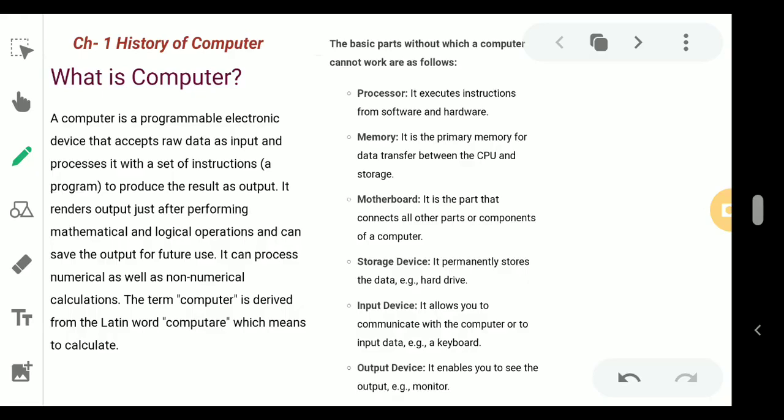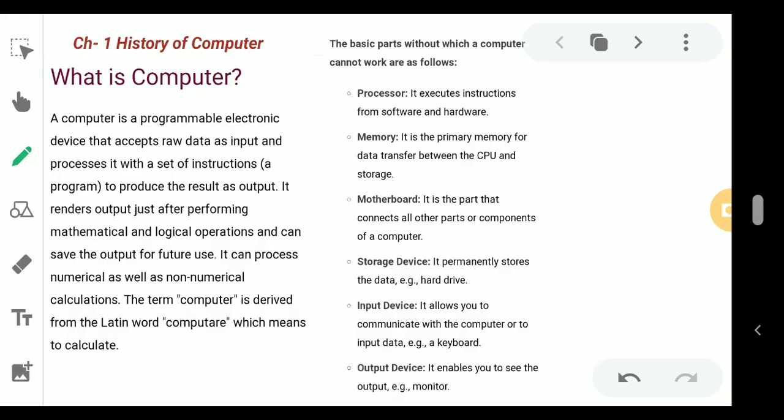And one more thing, that it can process numerical as well as non-numerical data. Maybe a calculator, this kind of device, is only capable of doing numerical processing, but a computer is also capable of doing non-numerical instructions as well. So what is the basic part of the computer, and how does it basically work?